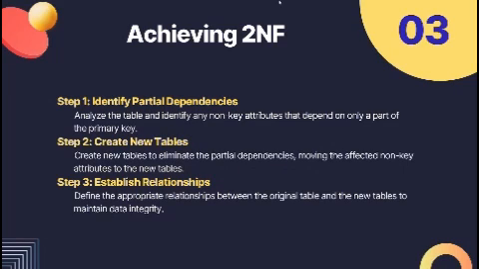And then identify partial dependency. In step 1, first we know about partial dependency: a situation where a non-key attribute is dependent on only a part of a composite primary key, not the entire key. So analyze the table and identify any non-key attributes that depend on only a part of the primary key. Then step 2, create a new table to eliminate the partial dependency, moving the affected non-key attributes to the new table. Then step 3, establish relationship. Define the appropriate relationship between the original table and the new table to maintain data integrity.